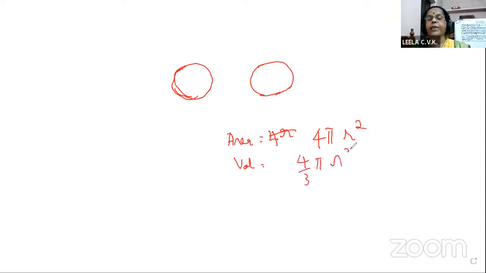Volume is in cubic unit. So 4/3 pi R cube. Only two formulas are there.